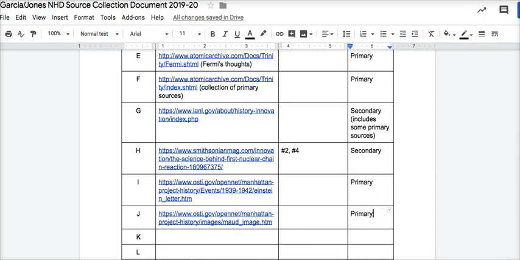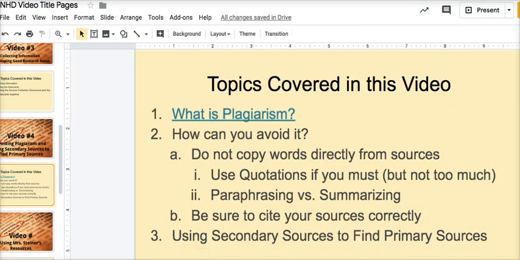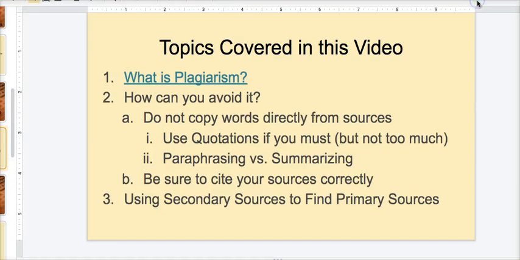All right, so there you have it. Talked a little bit about plagiarism, talked a little bit about how you can avoid it, discussed how you could do quotations, paraphrasing, and summarizing, led you to think about citing your sources correctly, and then also showed you an example of how you could use your secondary sources to find some primary sources.